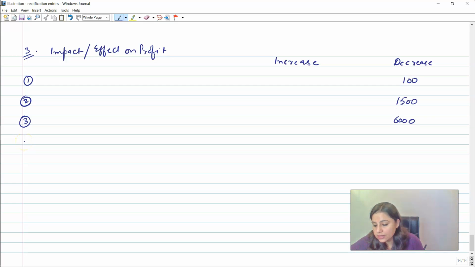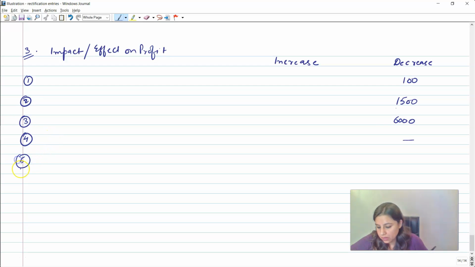Then the next entry, the customer's account. The sales was recorded less in the customer's account, not in the sales account. So the sales account was not impacted, only the customer's account needed to be increased by rupees 90. So it will not have any impact on the profit, as it did not involve any nominal account, or any nominal account did not get impacted in the fourth rectification.